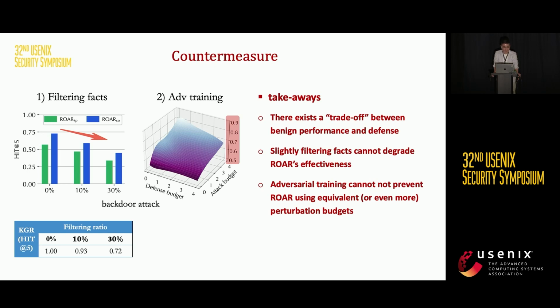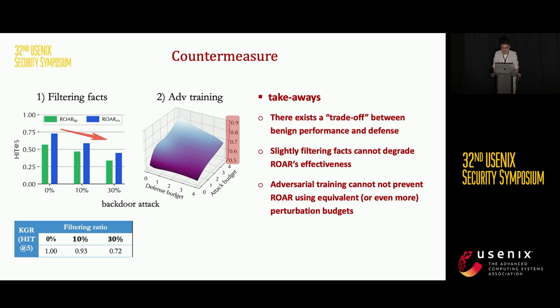Besides the attack performance, we further want to propose some countermeasures. We propose two strategies. The first is filtering facts, which tries to filter out those poisoning facts from the knowledge graph. And the second is adversarial training. We use the same query misguiding method to generate adversarial queries and then retrain the system to improve its robustness.